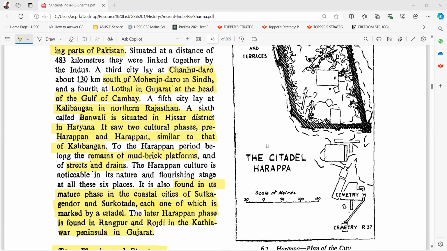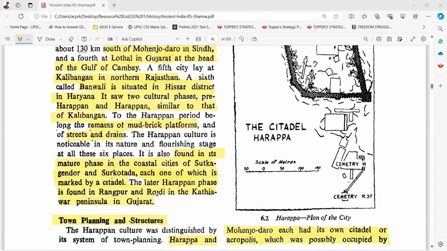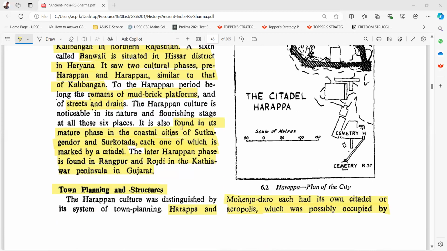It saw two cultural phases, pre-Harappan and Harappan, similar to that of Kalibangan. To the Harappan period belong the remains of mud brick platforms, streets and drains. The Harappan culture is noticeable in its mature and flourishing stage at all these 6 places. It is also found in its mature phase in the coastal cities of Sutkagendor and Surkotada, each one of which is marked by a citadel. The later Harappan phase is found in Rangpur and Rojdi in the Kathiawar Peninsula in Gujarat.